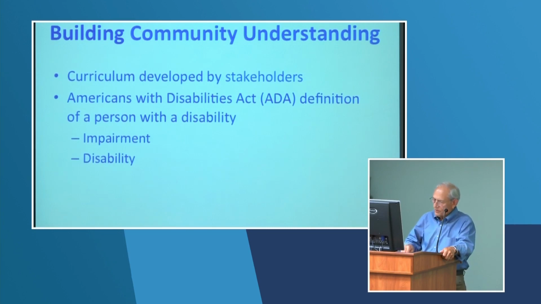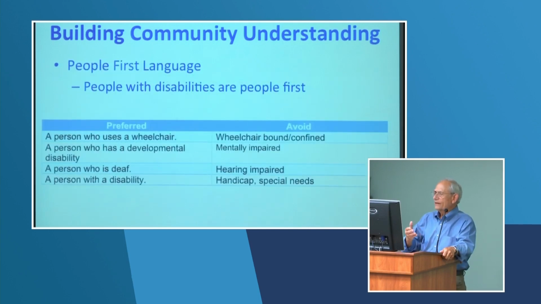So people with disabilities, remember, are people first. So they want you to use people first language. For example, avoid wheelchair bound, confined, or crippled. A person who uses a wheelchair is people first language. A person who has a developmental disability instead of mentally impaired. A person with a disability rather than handicap.